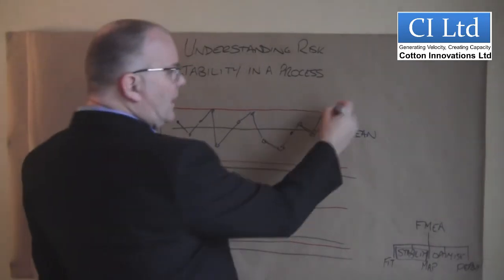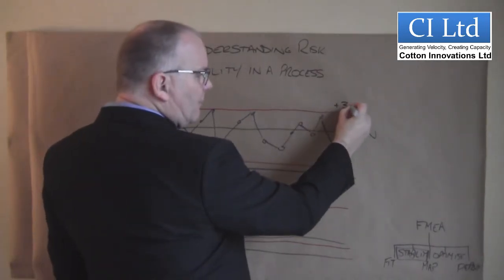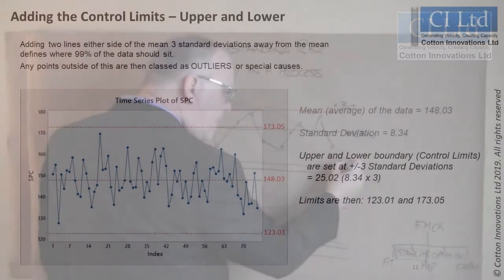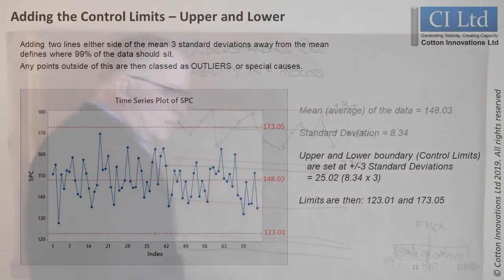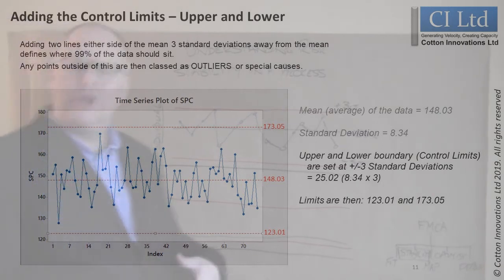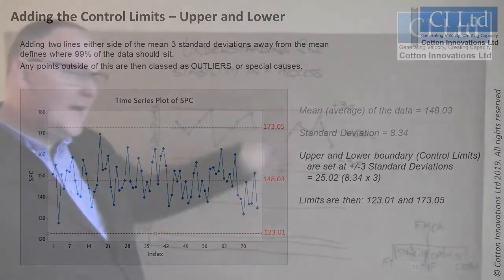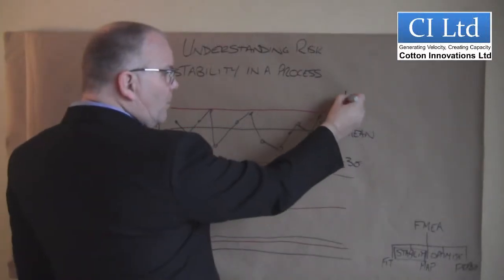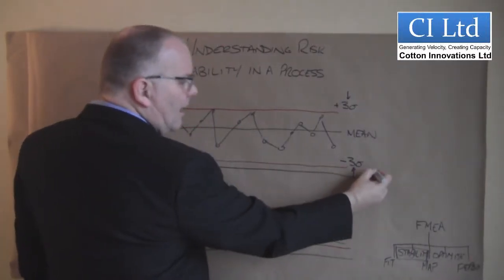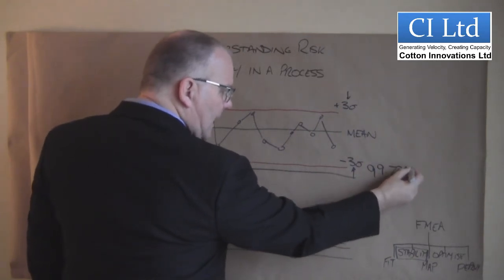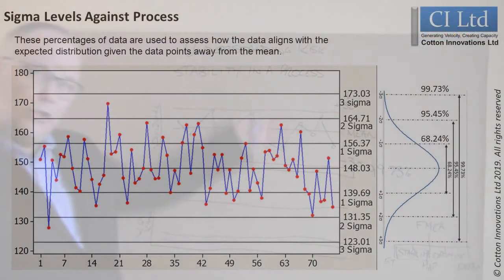Now this upper boundary here is plus 3 standard deviations, and the lower boundary is minus 3 standard deviations. So have a look at our video on standard deviation, how to calculate standard deviation, what it is. But effectively, this is telling me that between this point here and this point here, 99.73% of all of my data should fit within that group there.